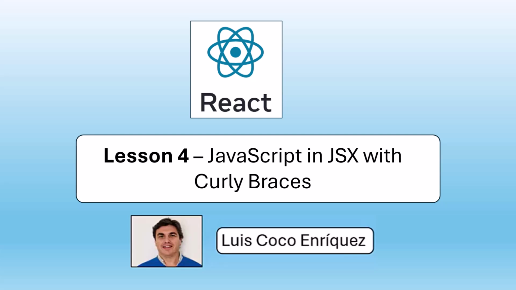Lesson 4: JavaScript in JSX with curly braces. JSX lets you write HTML-like markup inside a JavaScript file, keeping rendering logic and content in the same place. Sometimes you will want to add a little JavaScript logic or reference a dynamic property inside that markup. In this situation, you can use curly braces in your JSX to open a window to JavaScript.